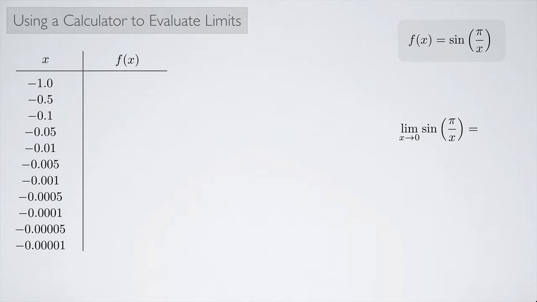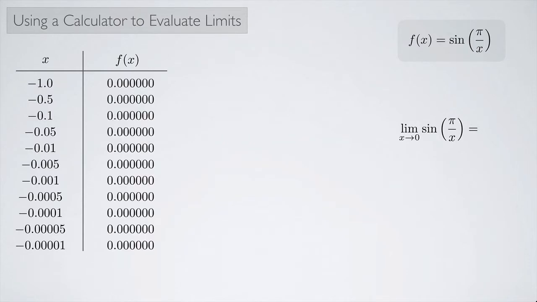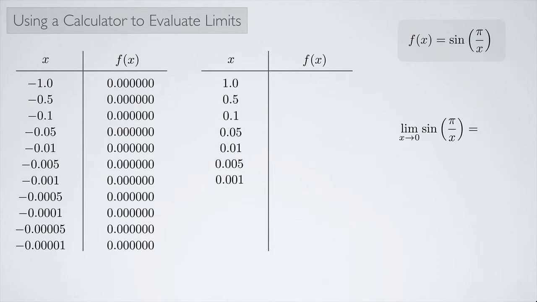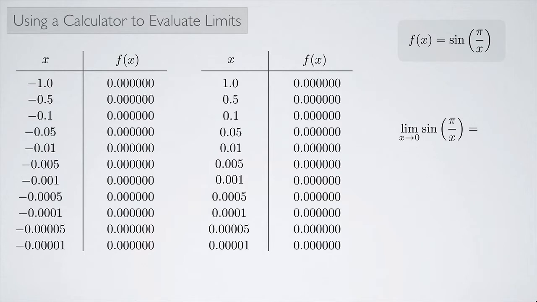And when you evaluate the function at all of these different places, you end up getting 0 every single time. So, okay, this looks pretty good. It looks like maybe potentially the limit is 0, and just to be sure, let's check from the right. I'm going to make the same chart, except now I'm going to start at 1 and get closer and closer to 0. And if you evaluate at all these different places, once again, you get 0 everywhere. So does that mean that this limit is 0?